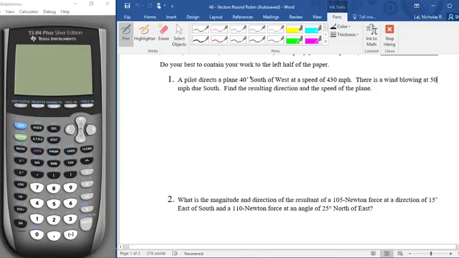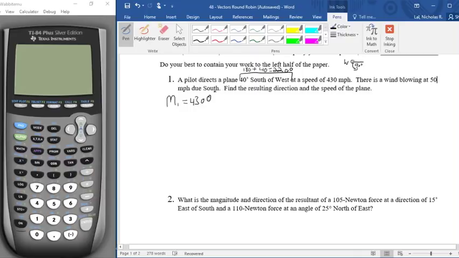So first we need to convert our degrees. So 40 degrees south of west. If you are facing west and you move 40 degrees south, right, that's going to be 180 plus 40, which is going to be equal to 220 degrees. So our magnitude 1 is equal to 430 miles per hour.